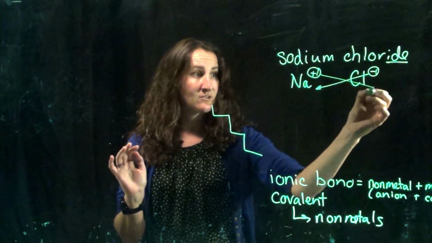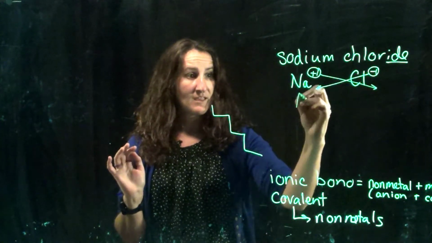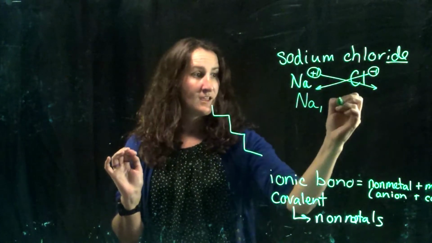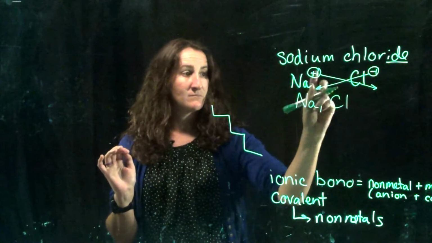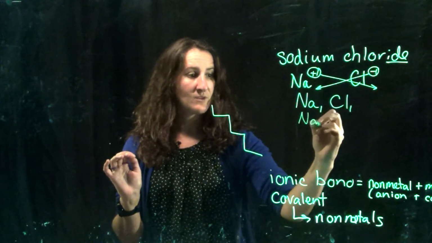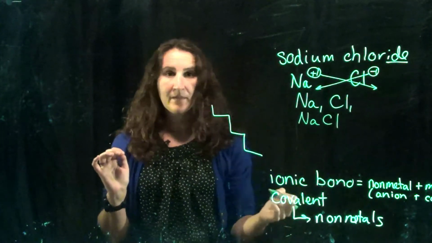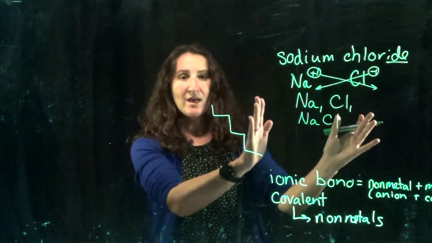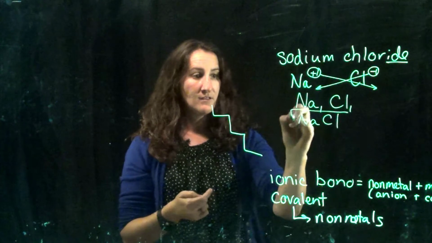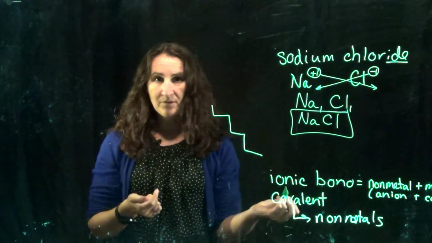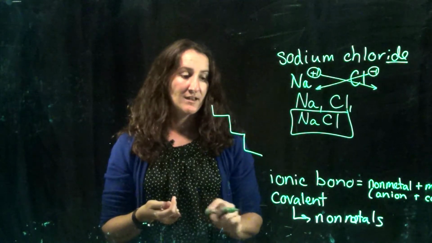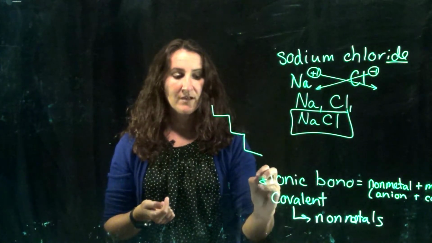Those are going to come down. You're going to cross the charges, making it look like sodium with the 1 that was the charge on the chlorine, and chlorine with the 1 from the sodium. Now we don't write 1s though, so it's really just going to be NaCl. This is a simple way of trying to figure out the chemical formula for this compound. And so it is sodium chloride, and it is put together with an ionic bond.